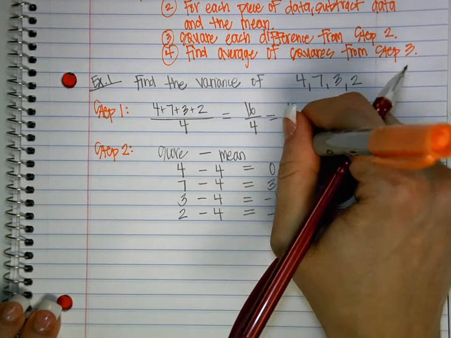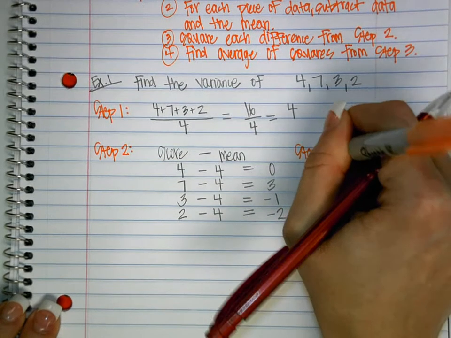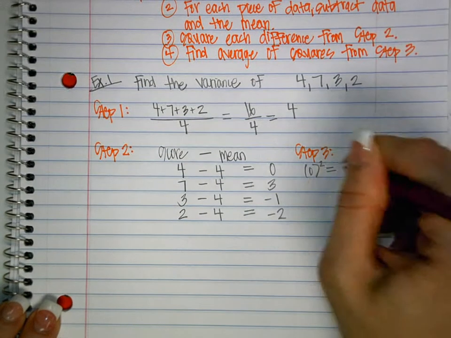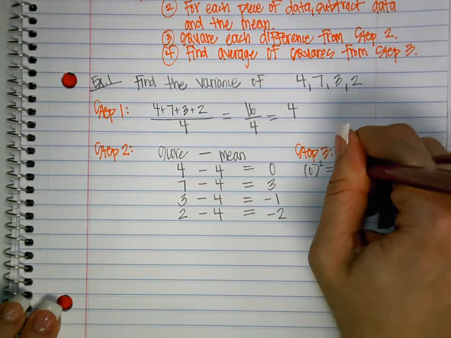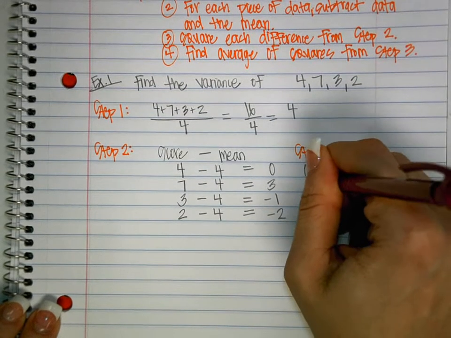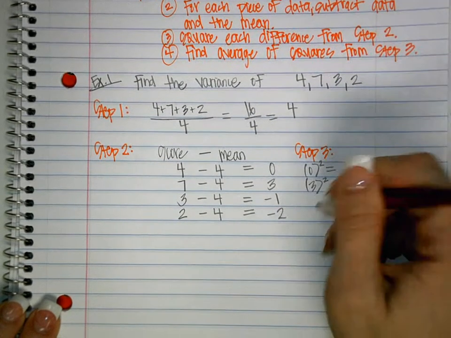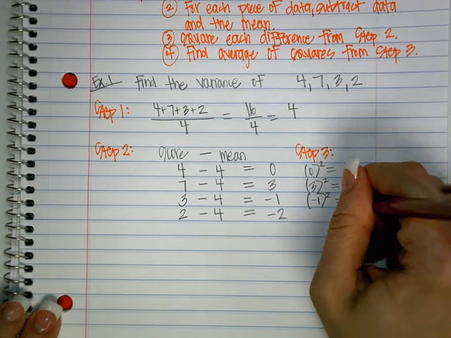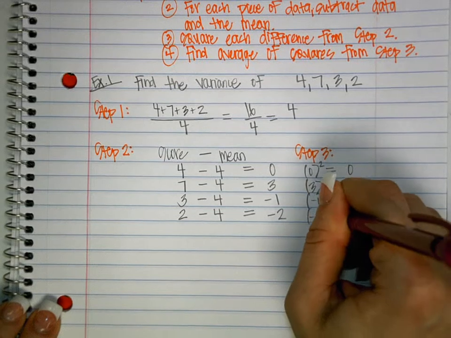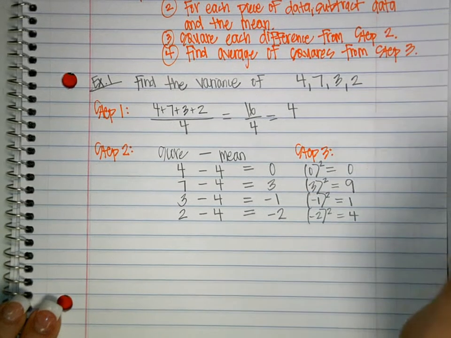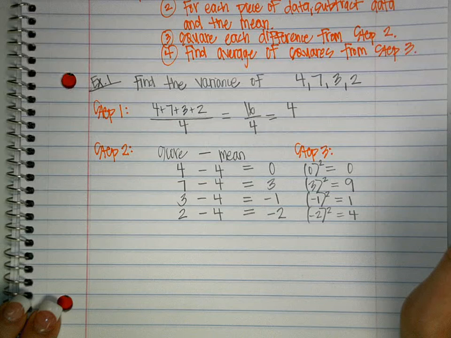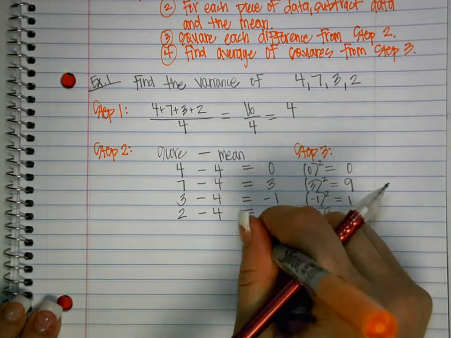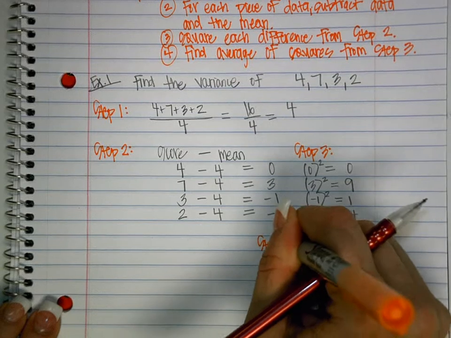Step 3 is to square those values. So take each value and square it. 0 squared is 0. 3 squared is 9. What's negative 1 squared? Positive 1. And negative 2 squared is 4. Those negatives always go away. Then, step 4 is to take all of those squared values and find their average.